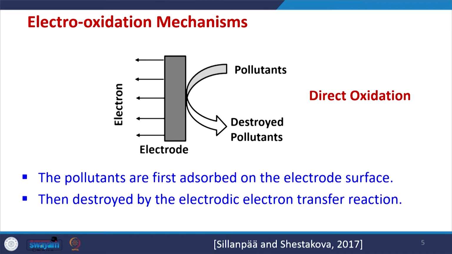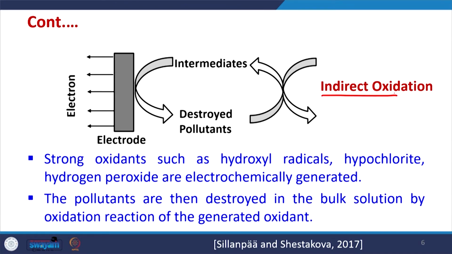Now, this is the electrode, the anode, and from here we can see the electron is coming. There are two oxidation mechanisms in the electro-oxidation process: one is called direct oxidation, and another is called indirect oxidation, which is given in the next slide.